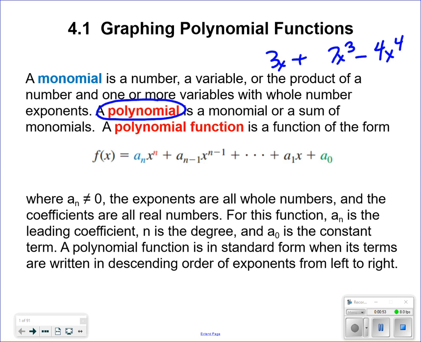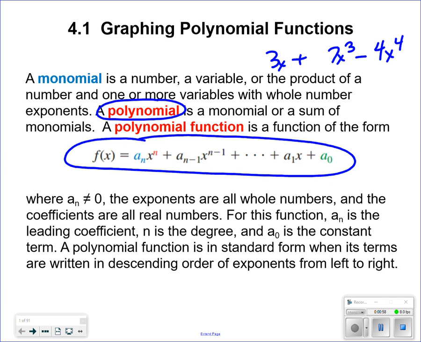So a polynomial function is a function of the form, and obviously you're not going to deal with too many functions that are quite this big, but ultimately a function that you write in what's called descending order. And we'll talk about that in a second. The exponents are always whole numbers, so 1, 2, 3, 4, 5. So no negative numbers. And the coefficients are real numbers, so no imaginary numbers are allowed. For this function, a sub n is the lead coefficient, n is the degree, and a sub 0 is the constant term.